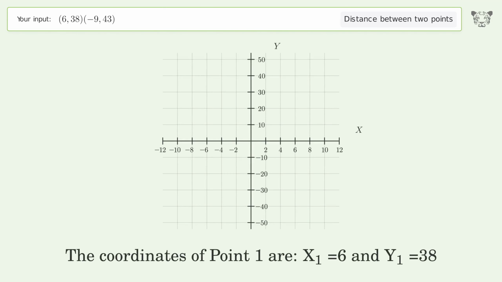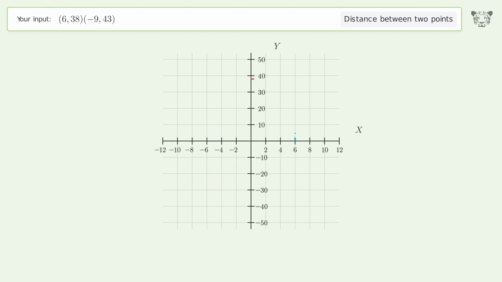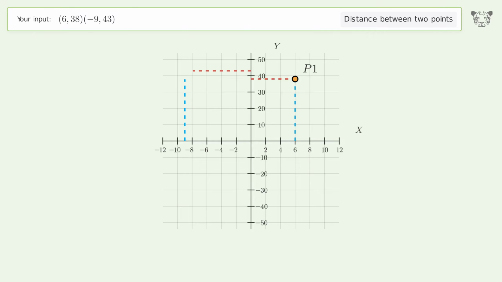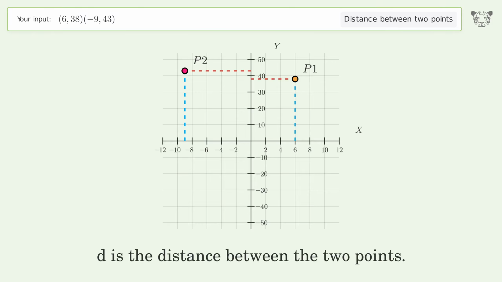The coordinates of point 1 are x1 equals 6 and y1 equals 38. The coordinates of point 2 are x2 equals -9 and y2 equals 43. D is the distance between the 2 points.